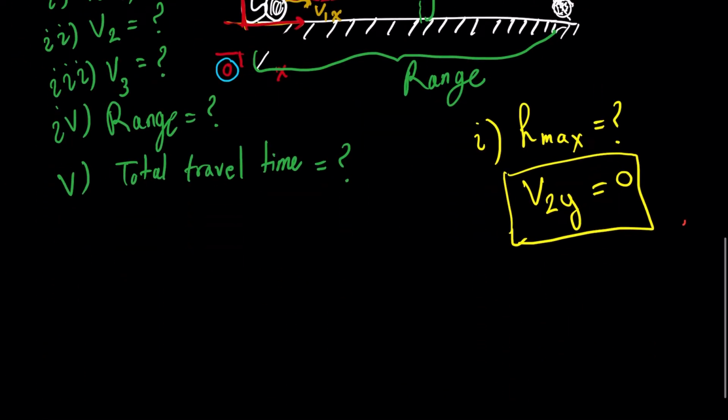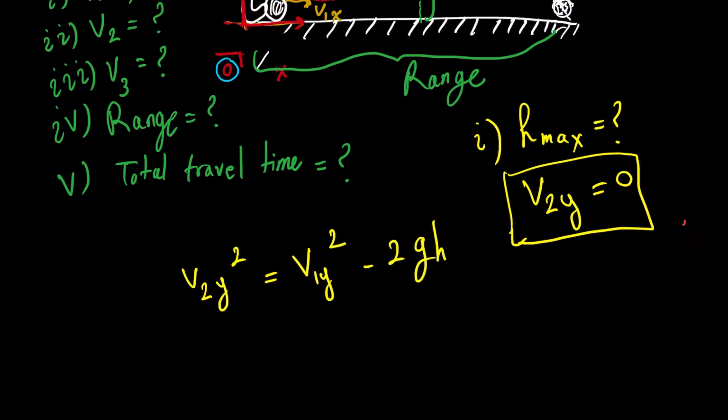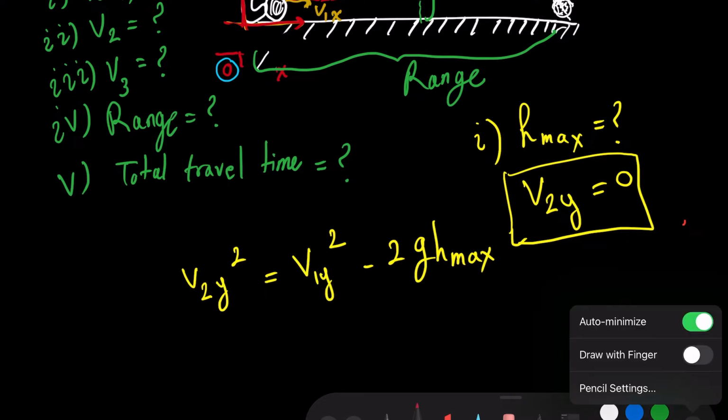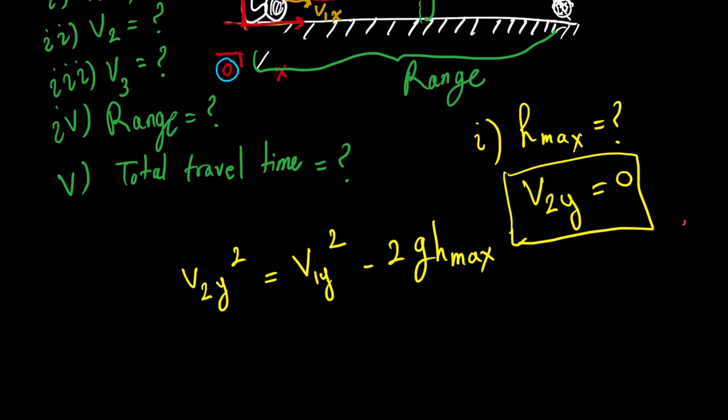So we have V2y squared equals V1y, that's the initial velocity y component, squared, minus 2g h max. And I can solve this for h max. We're going to go ahead and change color one more time, just to make it very clear that these are the steps we need to take. Noting here that this term is going to go to 0, because the velocity at point 2 equals 0.